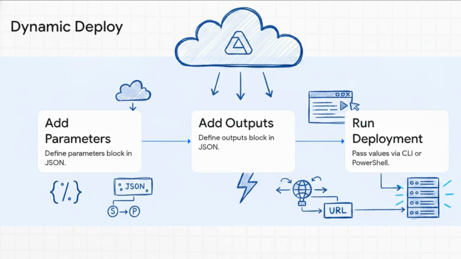Step 2. Add an outputs block at the very bottom to request the primary endpoints of your new storage account using the reference function. Step 3, this is where the magic happens. You run your az deployment group create command again, but this time you append your parameters directly in line. You literally just type --parameters storagePrefix=dev storageSKU=Standard_LRS. Then you just watch your terminal as a truly dynamic piece of infrastructure spins up, perfectly customized exactly to the inputs you just provided, and your terminal cleanly prints out those brand new endpoints.